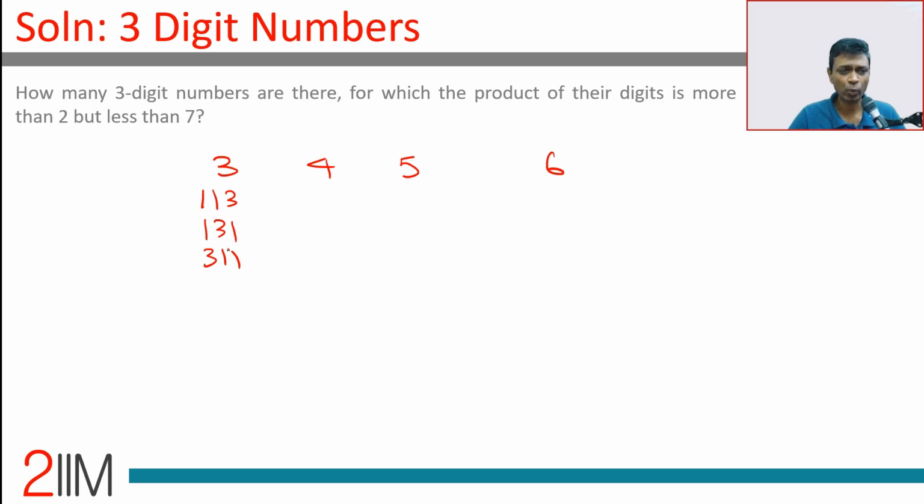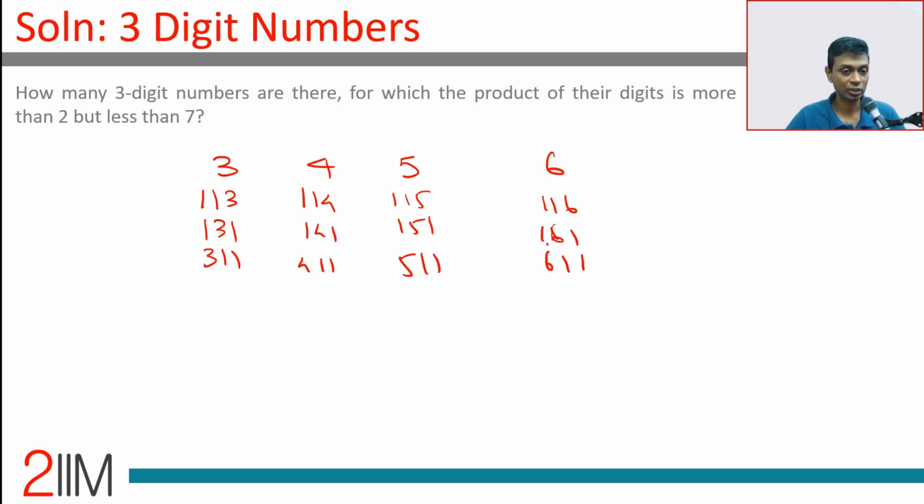3 can be written as only 1 into 3. Straight away we can do this. 115, 151, 511. These two are prime numbers. They can only be written as 1 into themselves. Of course, 4 and 6 can be written in other ways. But let's start with this. 114, 141, 411. 116, 161, 611.